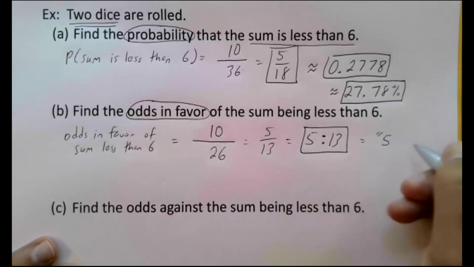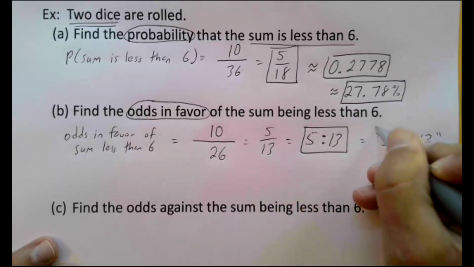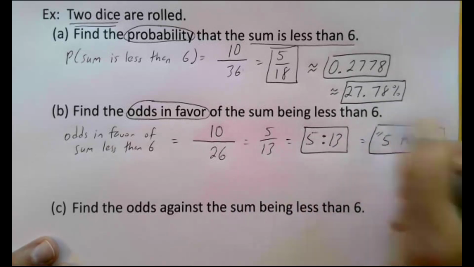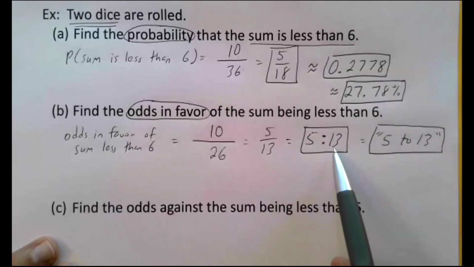I'm putting the quotes because that's how you would say that, but I'm also okay if you want to write that instead. But we would say 5 to 13. The odds are 5 to 13 that if you rolled 2 dice, the sum would be less than 6.